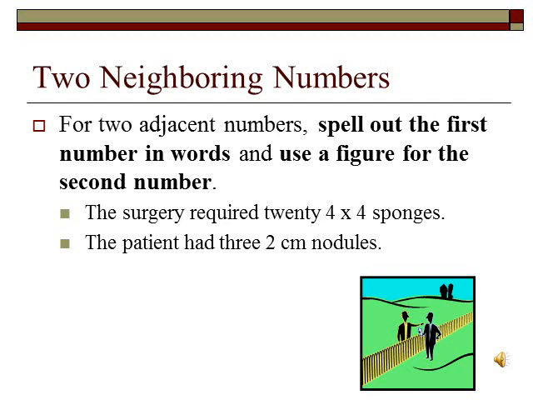So once again, for neighboring numbers, spell out the first number in words, use a figure for the second. The surgery required 20 4x4 sponges. Notice how that is done there. We haven't done symbols yet, but it would be 4 space lowercase x space 4. Spelling out 20 because it's the first number of adjacent numbers. The patient had 3 2-centimeter nodules. Here we have our 2 adjacent numbers, our neighbors. 3 is spelled out, 2 is a figure.